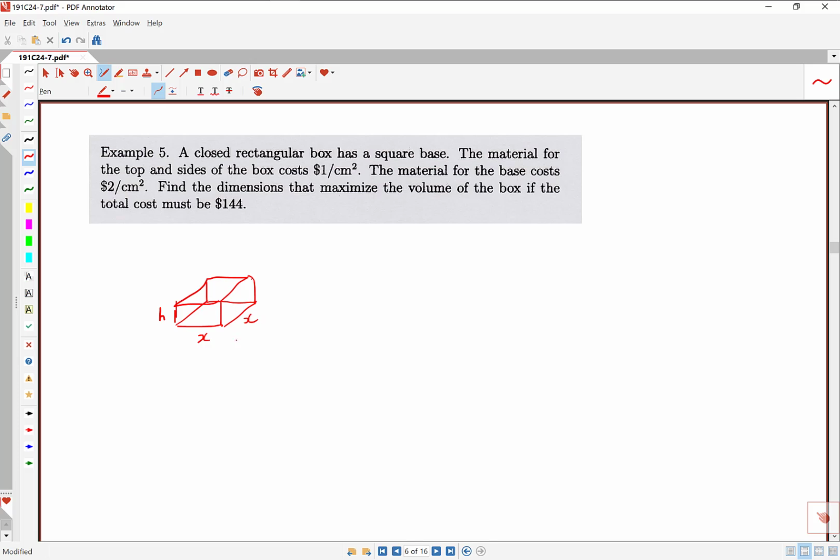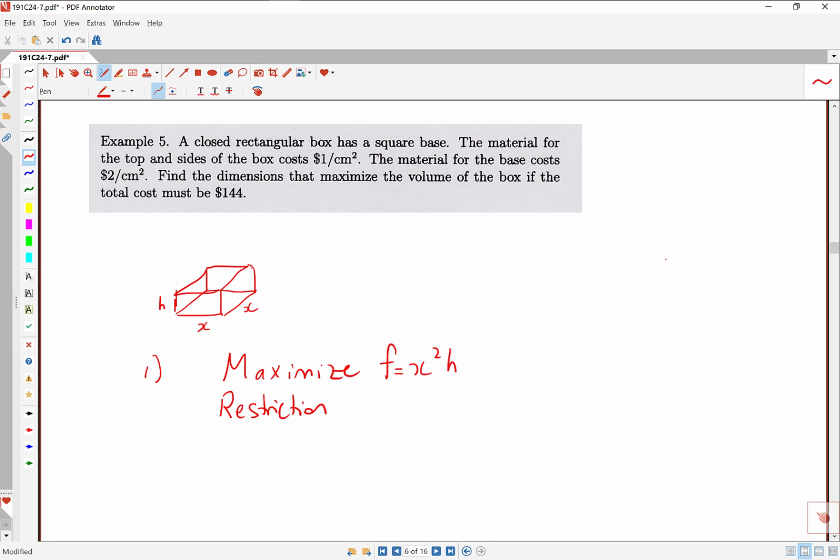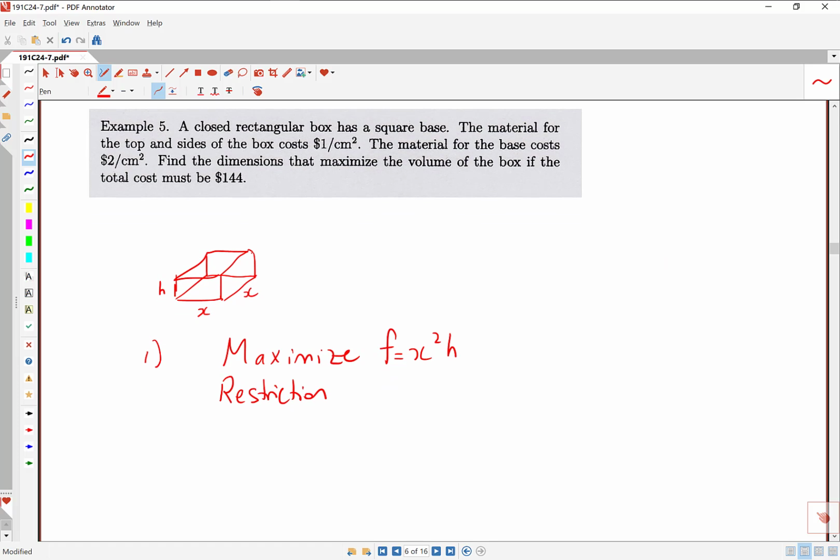Okay, so we've got our two variables, x and h, written out there. First step is to write down what you're trying to maximize or minimize. In this case, we're trying to maximize volume, which would be x squared h. Often we'll call the thing that we're trying to maximize f, just so that we've got a name for that function. And then we need a restriction. The restriction is what's going to be a little bit of work here. The restriction is going to come from the cost.